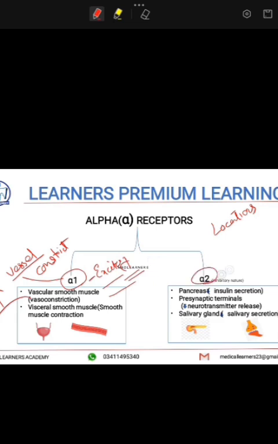What about alpha 2? Alpha 2 is inhibitory in nature. It's found in the pancreas. So what does it do in the pancreas? It decreases insulin, and it's on the presynaptic terminals, so it decreases neurotransmitters. It's also in the salivary glands, where it decreases the secretion of saliva.